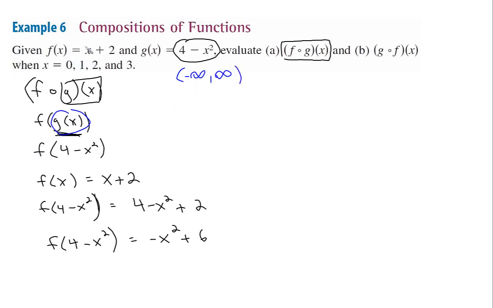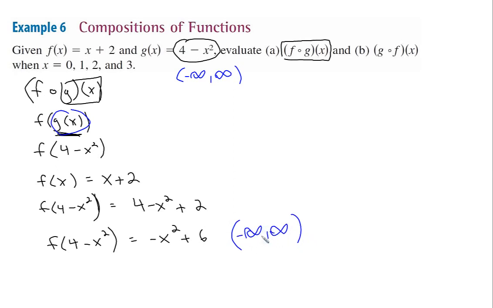And then go to the f function. What's the domain of this over here? Well, the domain of this is also negative infinity to infinity. So since the domains overlap at negative infinity to infinity, the domain of the whole problem is going to be negative infinity to infinity, meaning we can plug in whatever we want. Sorry, that should not be inclusive.